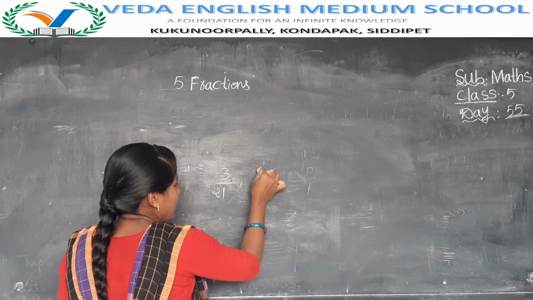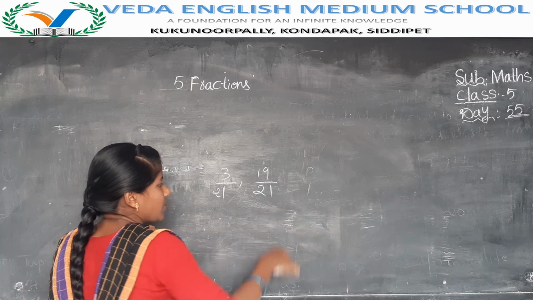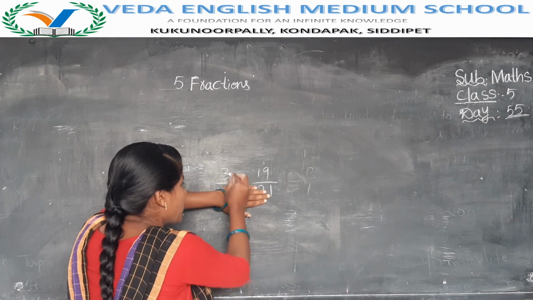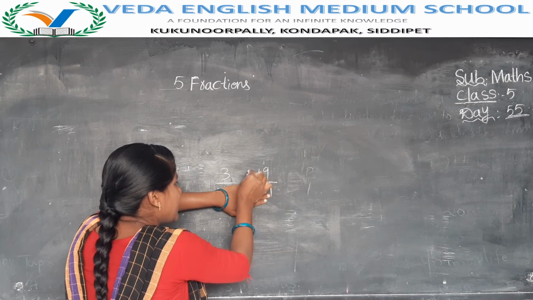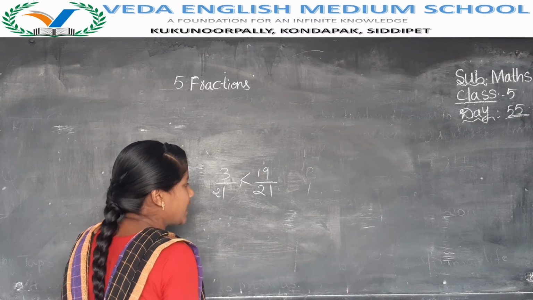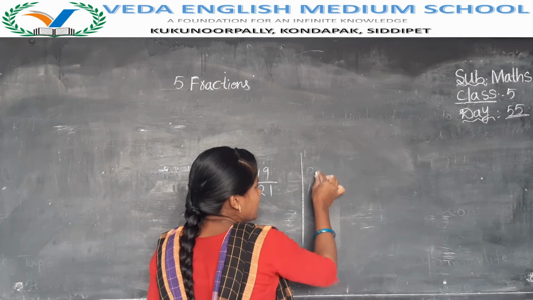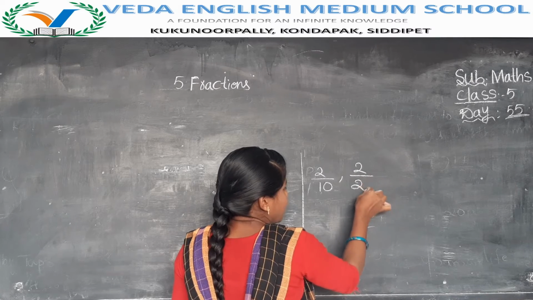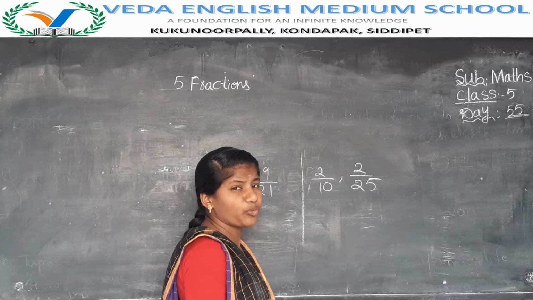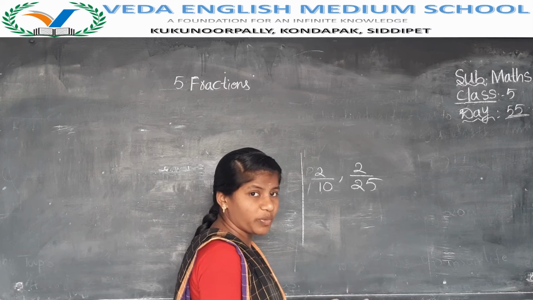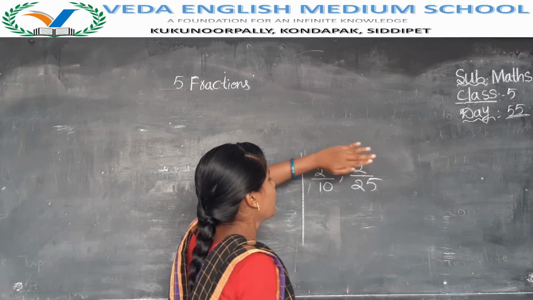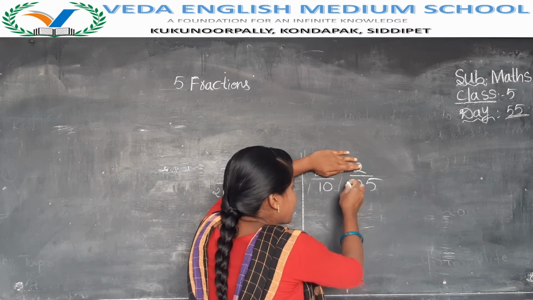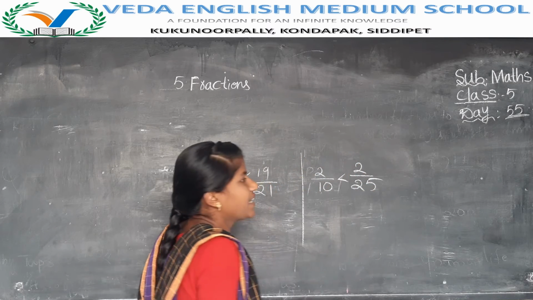See, if you have like this, then denominators equal ga unnai kabatti you have to close the denominator and compare the numerator. 3 and 19. 19 is the greater number, so 19 by 21 is the greater fraction. Sometimes you will get like this also, Nana. For example, 2 by 10 and 2 by 25. See, here the numerators are equal. If the numerators are equal, then close the numerators and compare the denominators. Which is the greater number? 25 is the greater number, so 2 by 25 is the greater fraction.